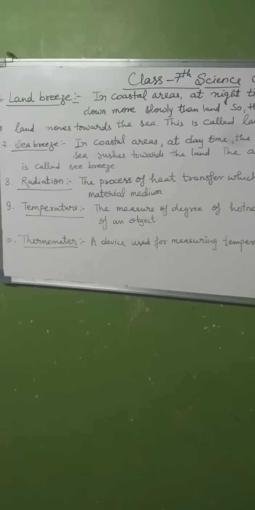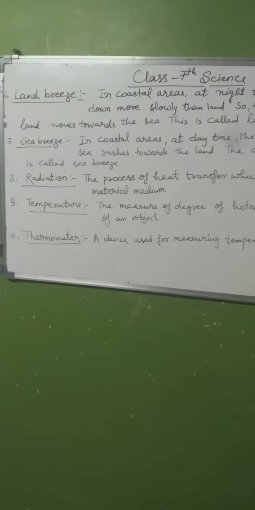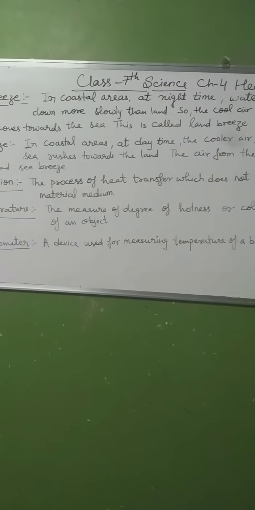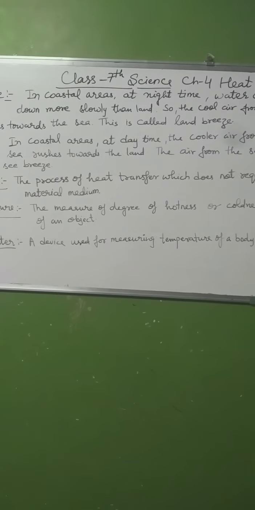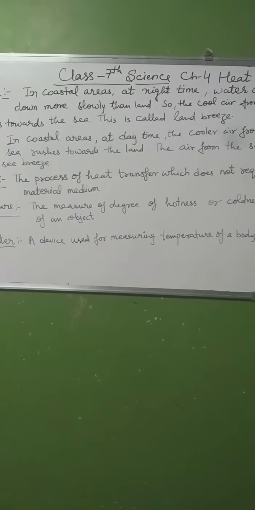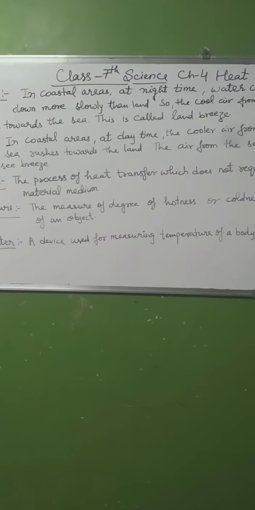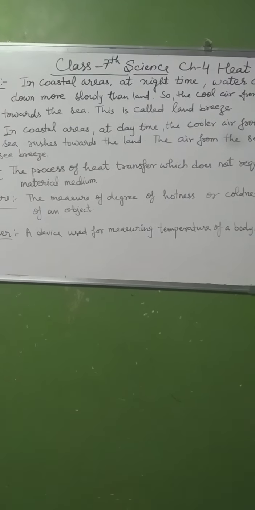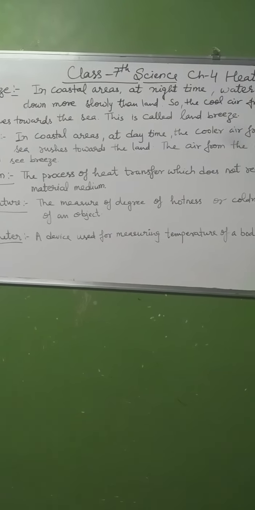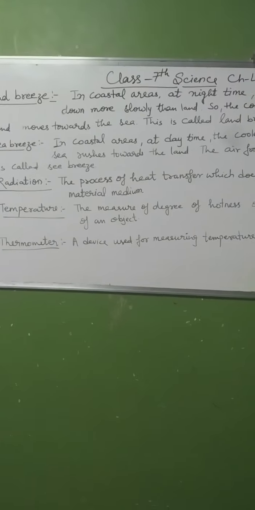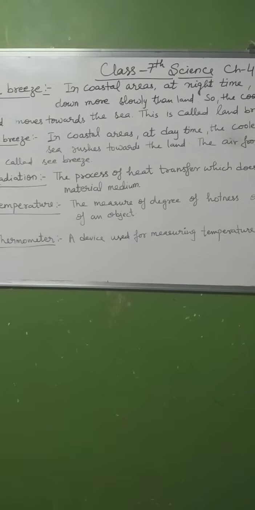The sixth point is land breeze. In coastal areas at night time, water cools down more slowly than the land. It means water slowly cool down होता है land के comparison में. So the cool air from the land moves towards the sea. This is called the land breeze.